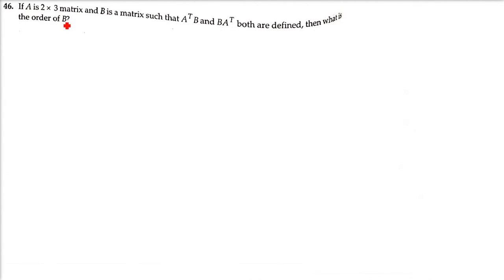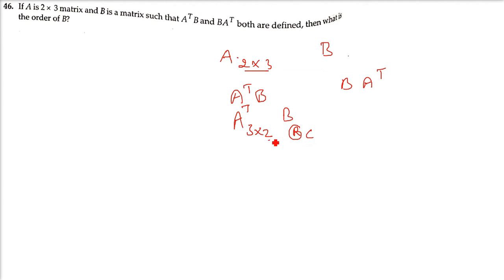If A is a 2 by 3 matrix, B is a matrix such that A transpose B and B A transpose both are defined, then what is the order of B? See, A is 2 by 3, B is not given. Let us assume it is row into column or M into N. But A transpose B is defined and B A transpose is also defined. So A transpose will be 3 by 2. And since A transpose B is defined, the row of B has to be equal to 2. So we got the row of B, row into column.